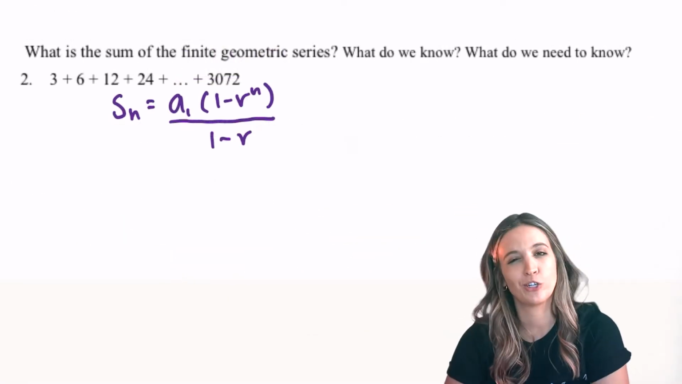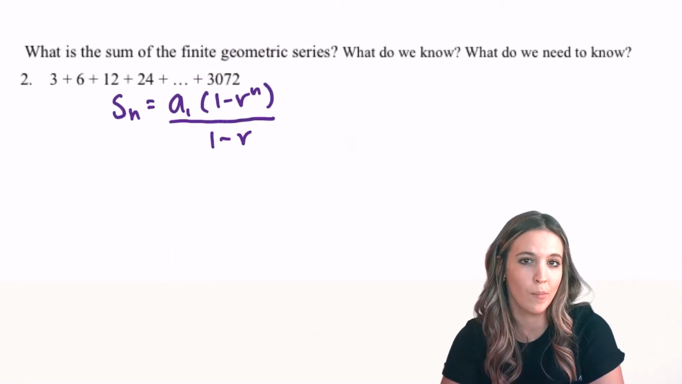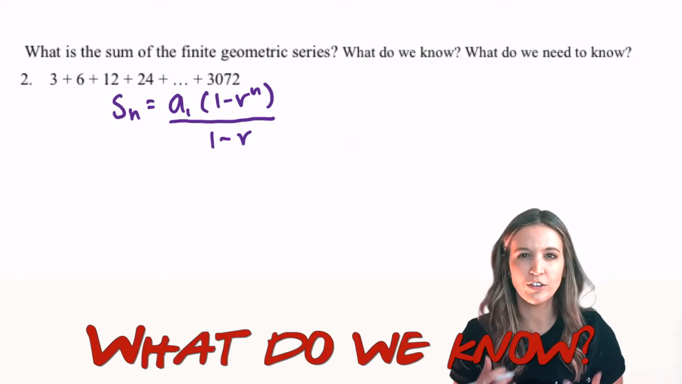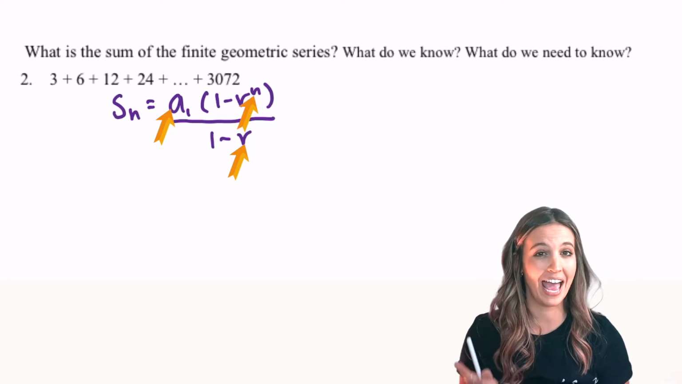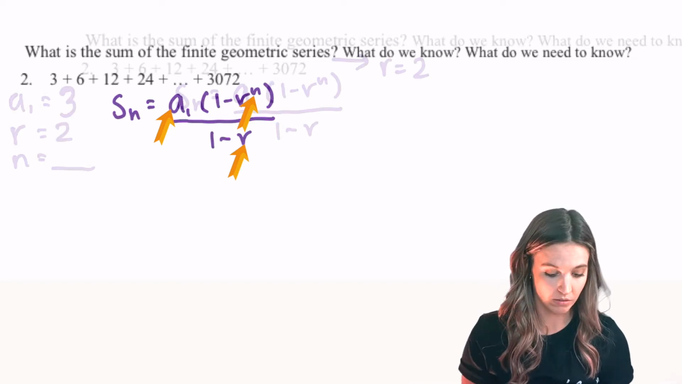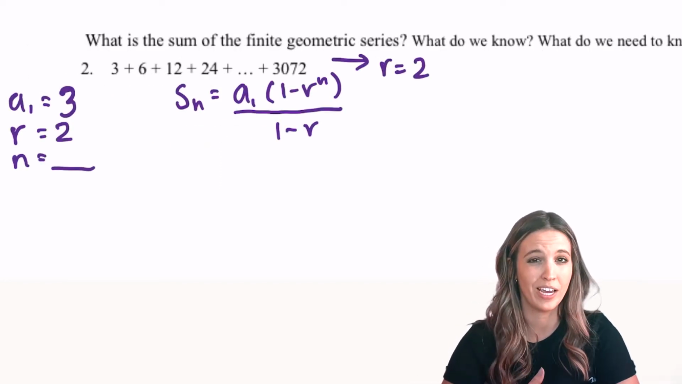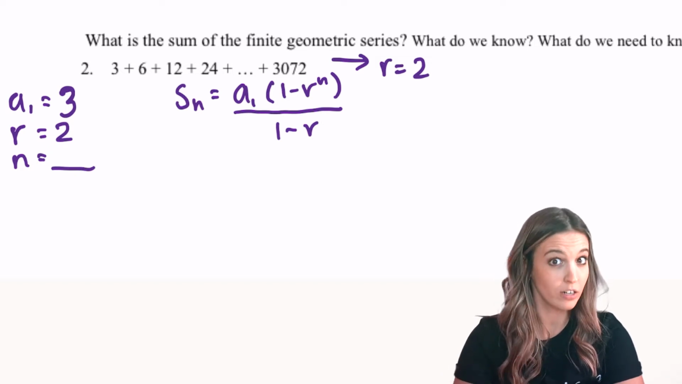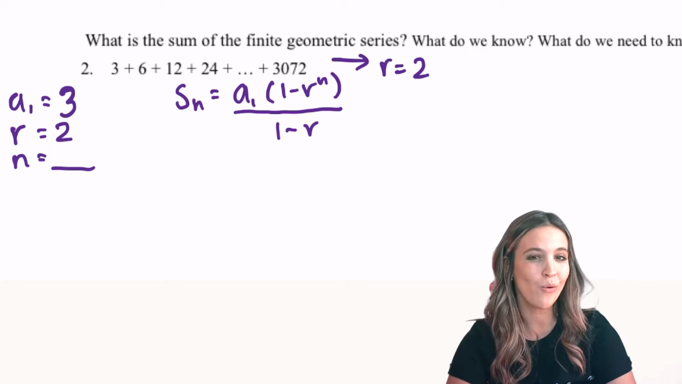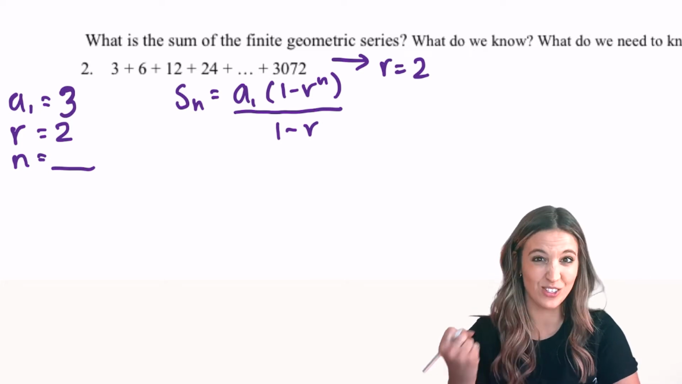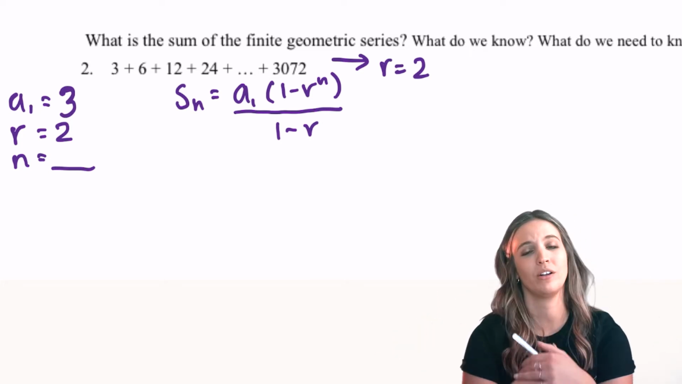Now given a geometric series, let's see if we can find the sum. First thing we need to ask ourselves is, what do we know? I know in the formula I need a sub 1, r, and n. Do I know all three of those things? Here I know the first term is 3. I also can find r, term divided by previous term, which is 2, but I don't have n. I have the last term, but I don't know how many terms there are altogether.